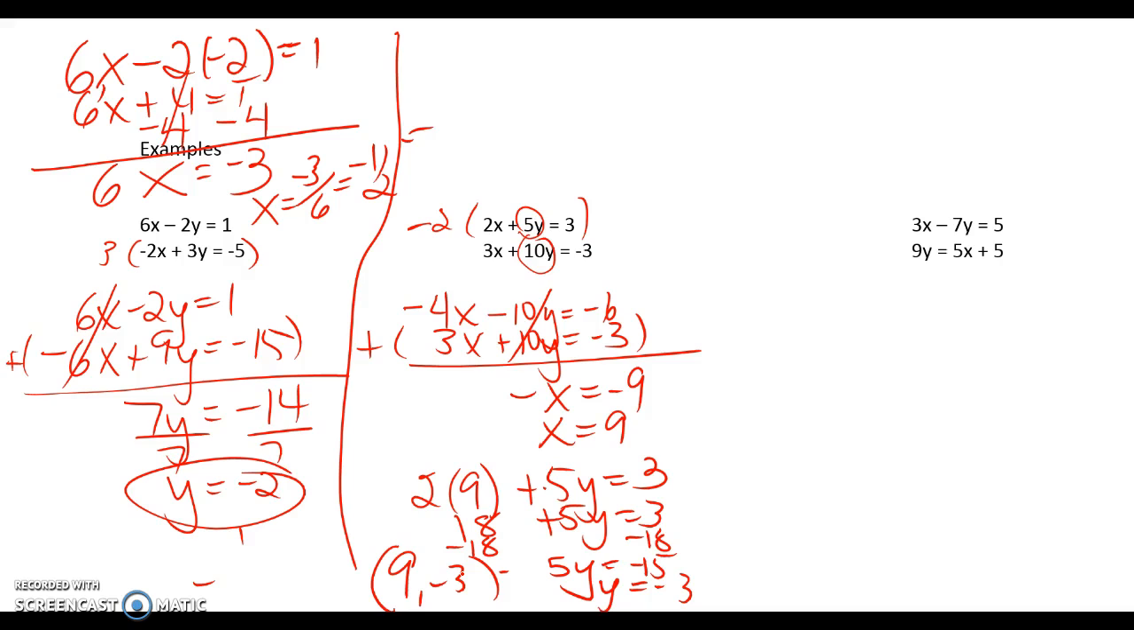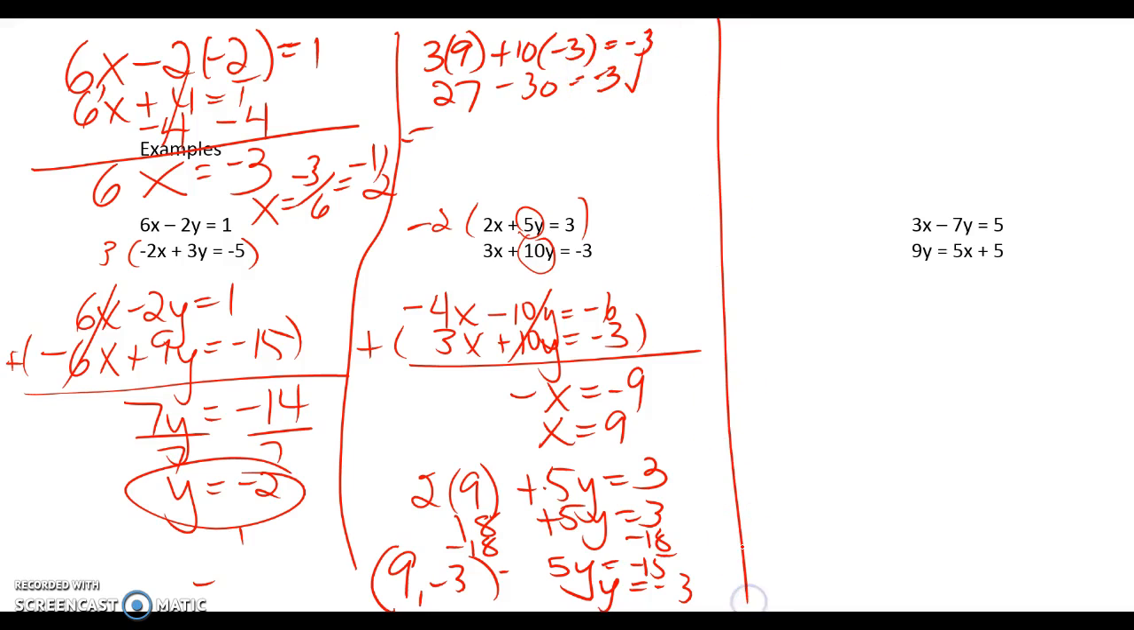I'm going to check it. We take the second equation for giggles. 3 times 9 plus 10 times negative 3. Does that indeed equal negative 3? 27 minus 30 equals negative 3. Good. Let's move to the next one.